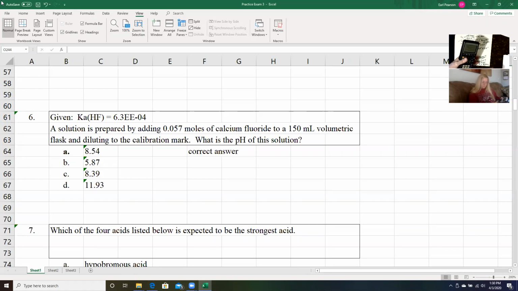And that's answer A. Okay. All right. Moving right along.